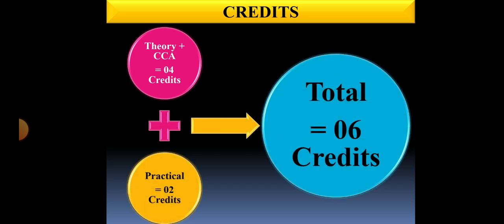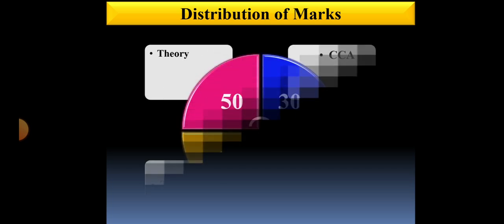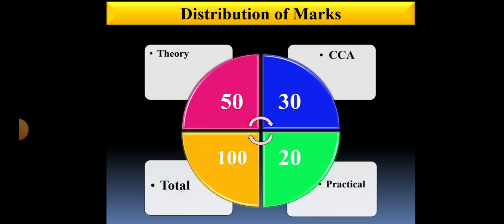Total credit of this paper are 6, out of which 4 credits are from theory and CCA. CCA means continuous comprehensive assessment, which is also called assessment, and 2 credits are obtained from practical exam. Distribution of marks of this paper will be like this. In total, this paper is of 100 marks, in which theory of 50 marks is asked in annual exam, and there is a CC of 30 marks, and there is also annual practical exam of 20 marks. So 50 plus 30, 80 plus 20, 100.